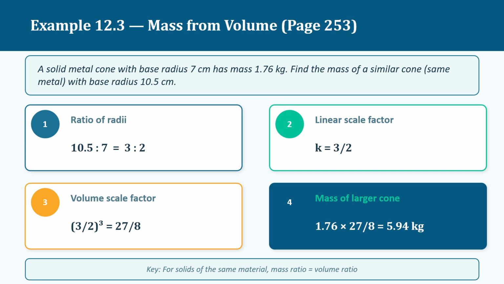So what have we been given? We have been given the radius of the smaller cone and the radius of the larger cone, and we have been given the mass of the smaller cone. We are going to find the mass of a similar one, which is the larger one. From what we have been given, we can calculate the linear scale factor, the ratio of the radii. Taking the ratio of larger to small, it's 10.5 to 7, which is 3/2.